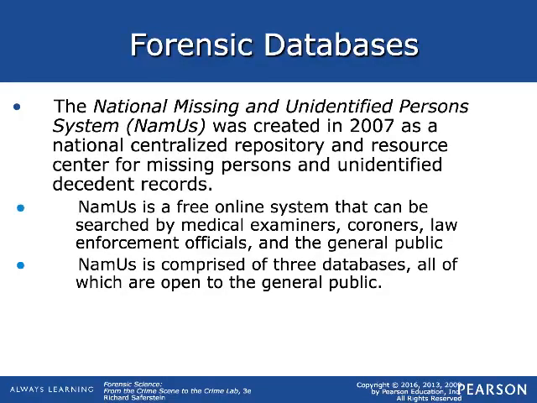NamUs is the National Missing and Unidentified Person System. It was started in 2007. It's a centralized repository and resource center for missing persons and unidentified decedent records. Okay, so unidentified bodies. This one kind of freaks me out. The other ones are harder to get into, but this is a free online system that can be searched by medical examiners, coroners, law enforcement officials, and the general public. So you could get in there and start looking around. It's comprised of 3 databases, all of which are open to the general public.